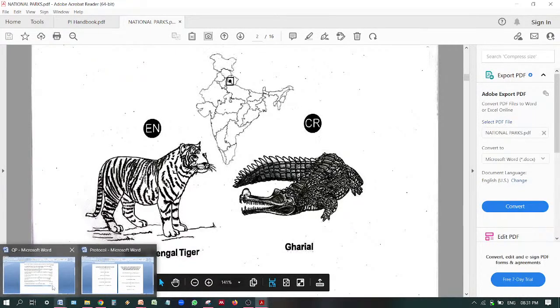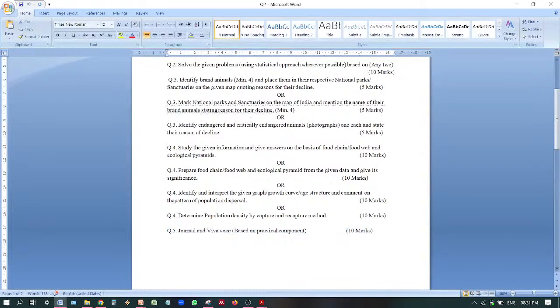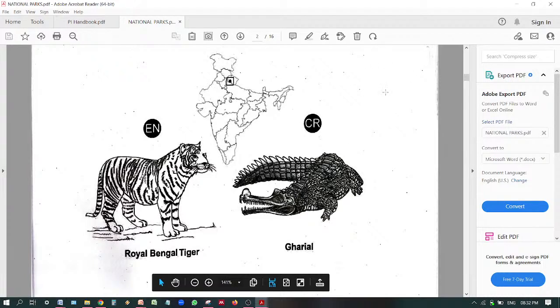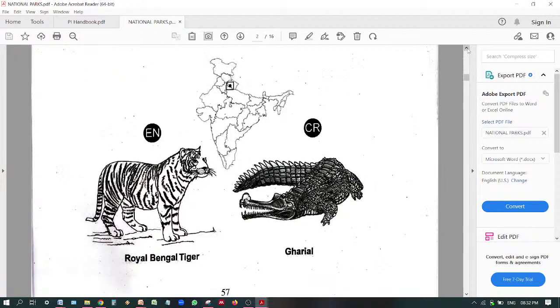Here only, let us come to the question paper. This is your question paper, right? So mark the national park and sanctuary. No, sorry, this one: identify brand animal. So the brand animal is shown to you. You have to identify that brand animal, and after that place them in their respective national park. Identify means you have to write down that this is the Royal Bengal tiger. So you have to write on your paper that A is the Royal Bengal tiger, the representative species of Jim Corbett National Park, and after that you will be provided the India map. So like this you will be mentioning it or marking it on the map of India.